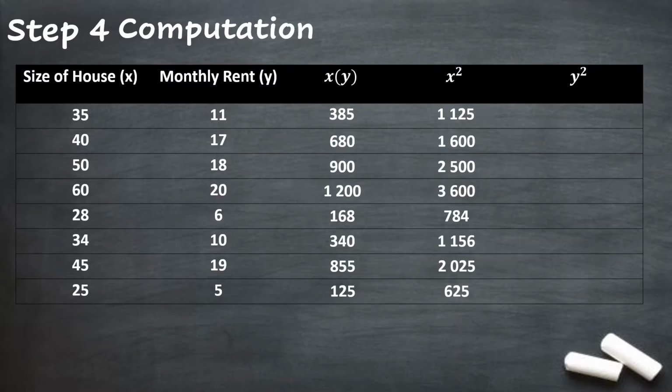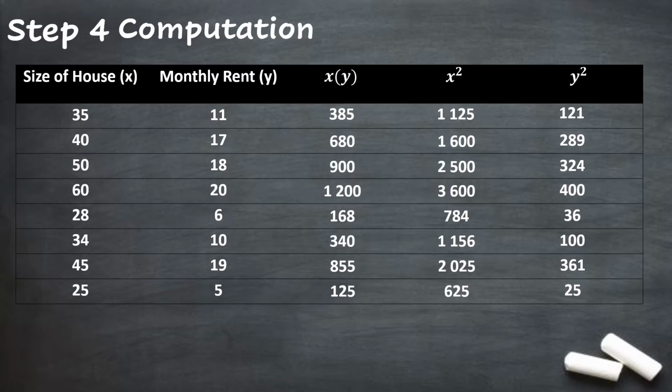And then for the last column, we have y squared. So you focus on the column y and you have to square those numerical values. For the first y value, we have 11 times 11, or 11 squared is 121. Next is 17 squared, and the answer is 289. Next is 18 squared, and the answer is 324. And squaring all the remaining values for y, we will have the values as this.